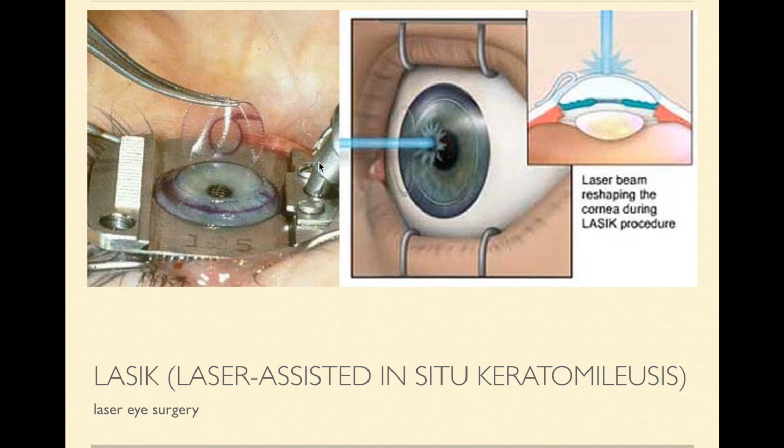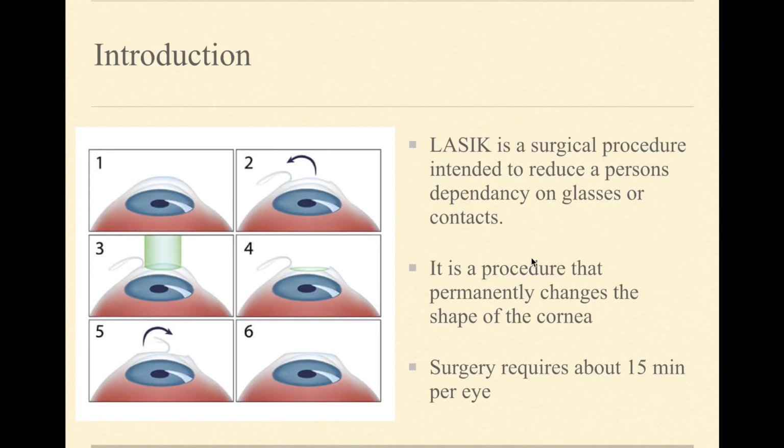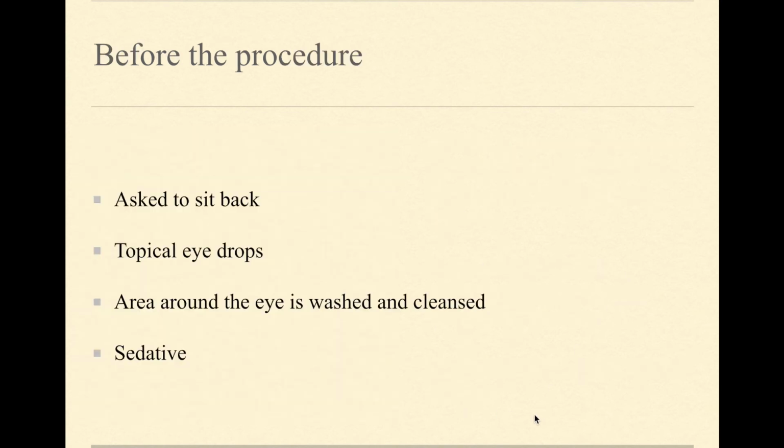So now I'm going to be talking about the LASIK part, the laser eye surgery. LASIK is a surgical procedure intended to reduce a person's dependency on glasses or contacts. It is a procedure that permanently changes the shape of the cornea, and the surgery requires about 15 minutes per eye. Now, before we proceed to the procedure, we ask the patient to sit back.